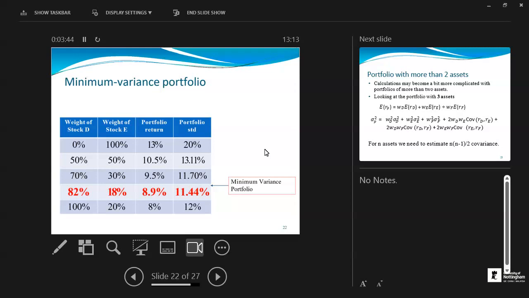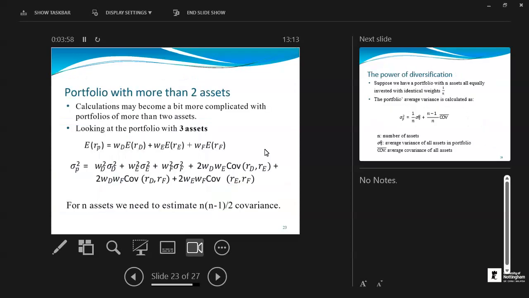Okay, and you can see any other combination of these two assets using different weights will give you a portfolio risk that is higher than this minimum variance portfolio. Good, okay. So the next thing I'm going to show you is what happens if we have more than two assets. We're not going to do calculations for this because it would get a bit complicated, but I'll show you how, as you increase the number of assets, it affects your portfolio and what factor becomes more important.